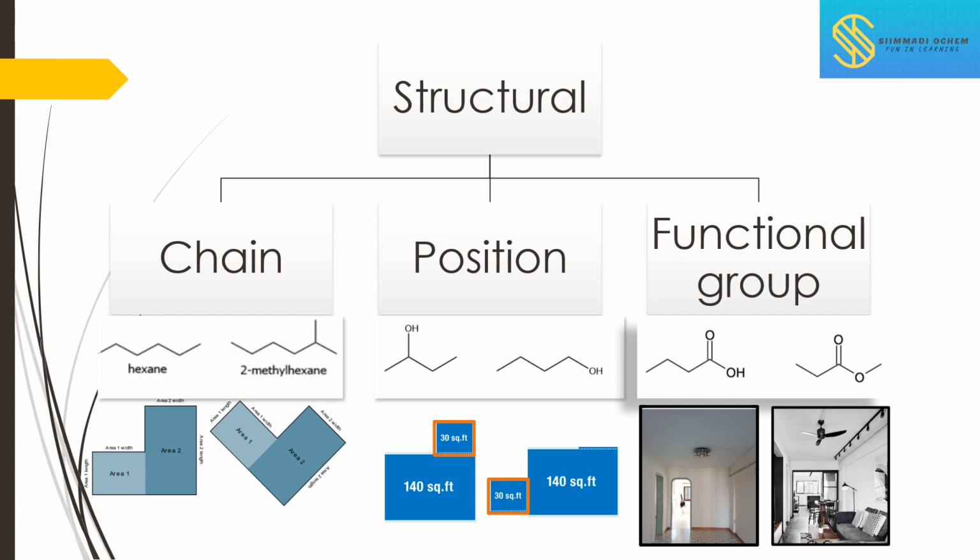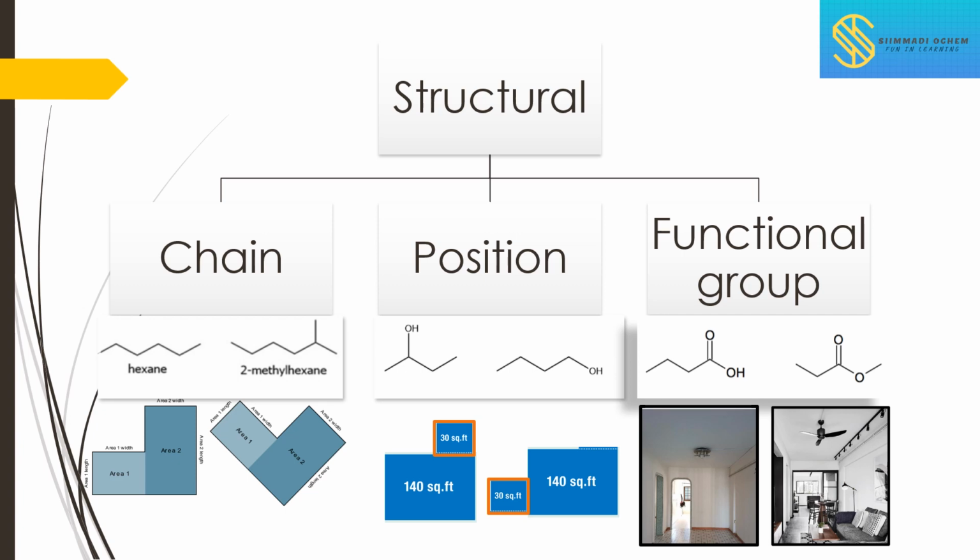Coming to the position isomer, here we are focusing only on the OH position. Here the OH is on the second carbon, but here it is on the first carbon. It's like we were talking about 30 square feet. Do you want it here or do you want it here? The location of the 30 square feet is what we are focusing on. That is the OH group.